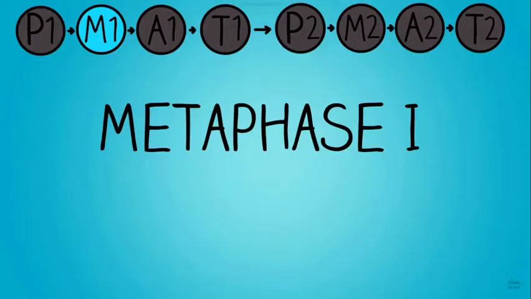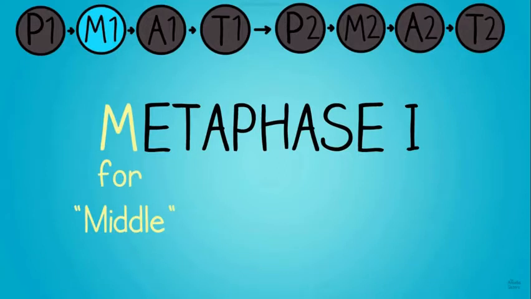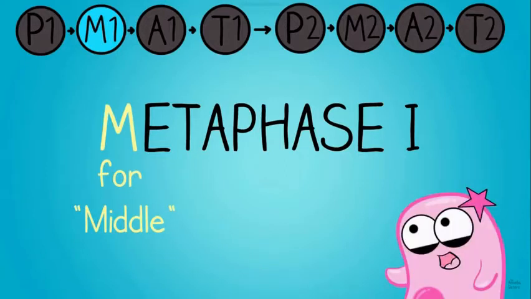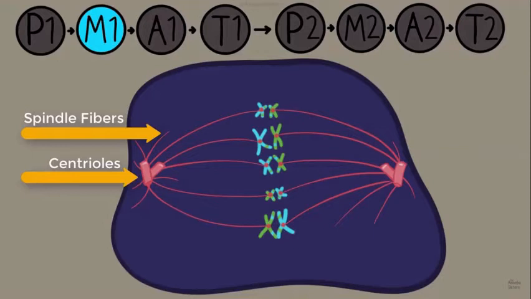Now we move into metaphase one. In metaphase one, think of the M as standing for middle. The chromosomes are now going to be in the middle of the cell. It's a little bit different though from mitosis because these chromosomes are going to be in pairs in the middle of the cell. So it's not a single file line, they're in pairs in the middle.